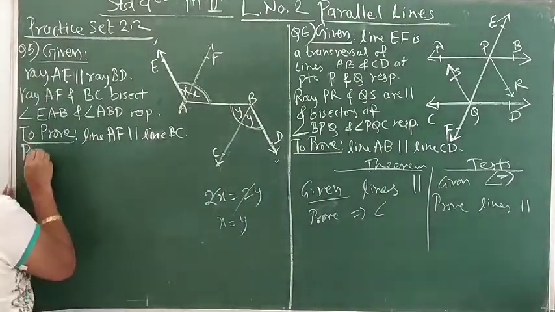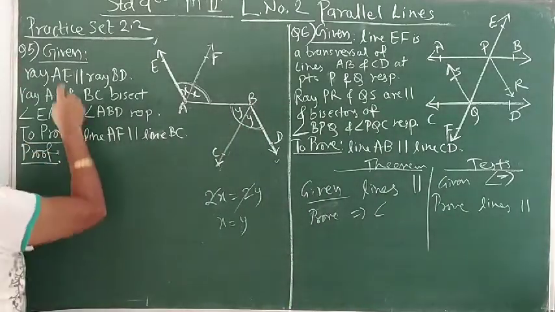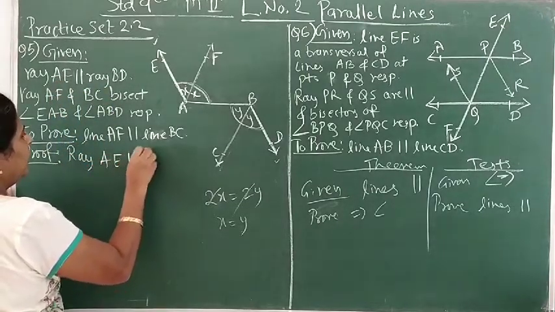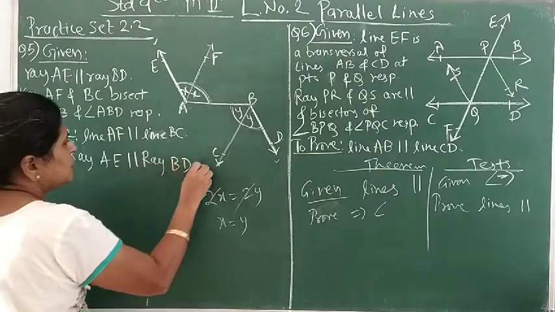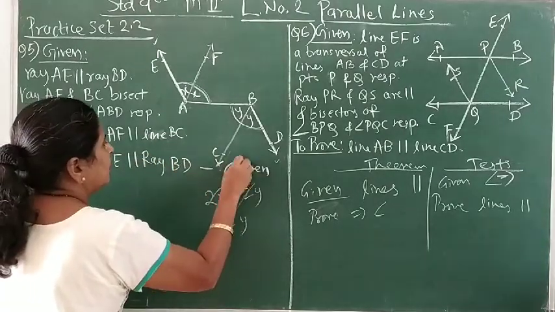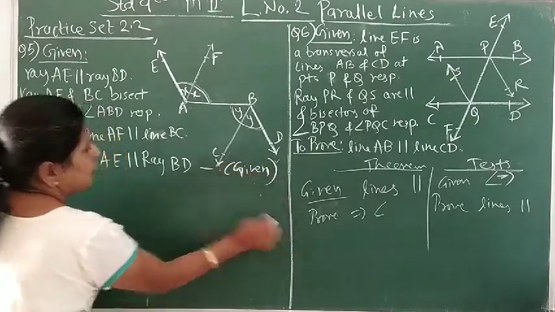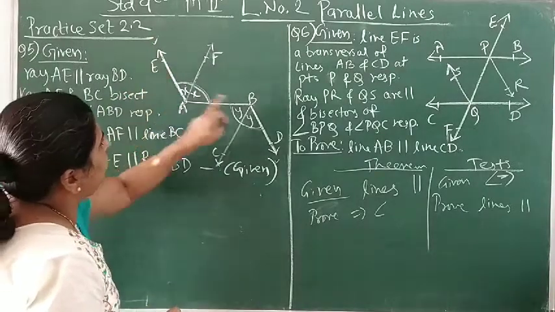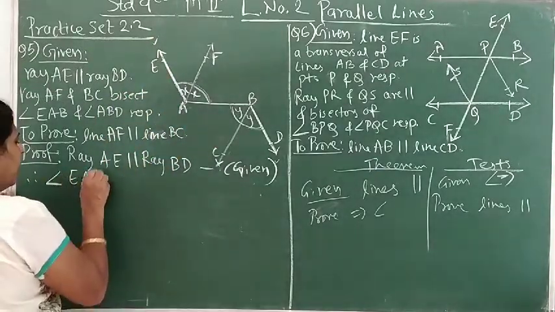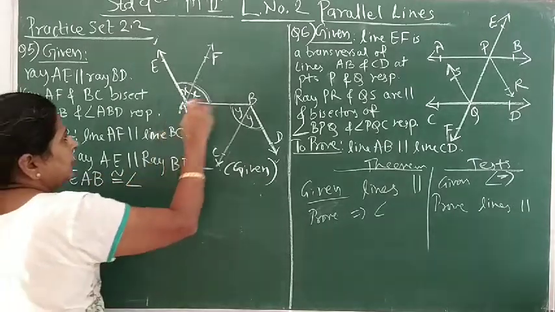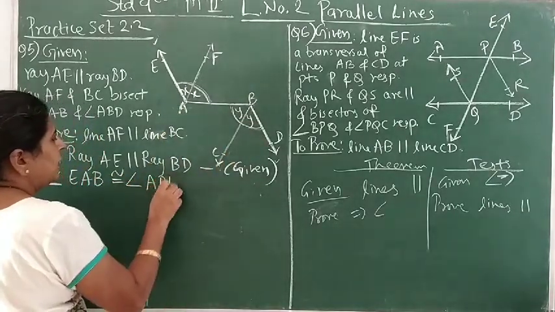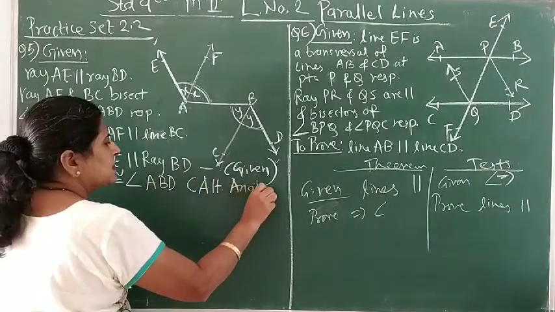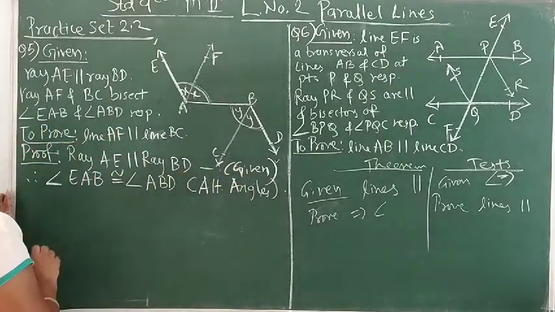So let's write the proof part. First we will write: ray AE is parallel to ray BD. Why is it so? It is given. Therefore, angle EAB is congruent to angle ABD. We are writing alternate angles; we can skip the word theorem. These are the alternate angles, that's why they are congruent.